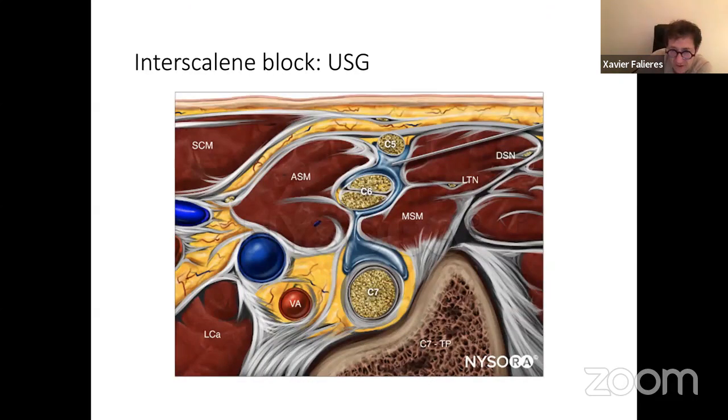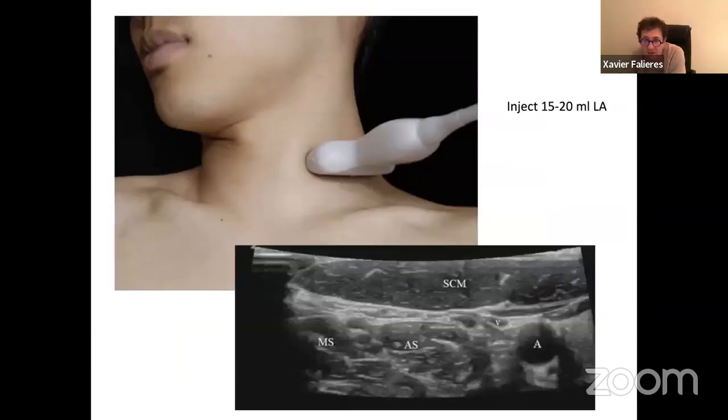When you do it ultrasound guided, try to put your needle at the C5, C6 level. Here you can see the anterior and the middle scalene, and you see here the stoplight, C5, C6, C7. What I'm doing myself, because don't forget that the phrenic nerve is here above, I always give it out of plane and I position my needle at the C5, C6 level.